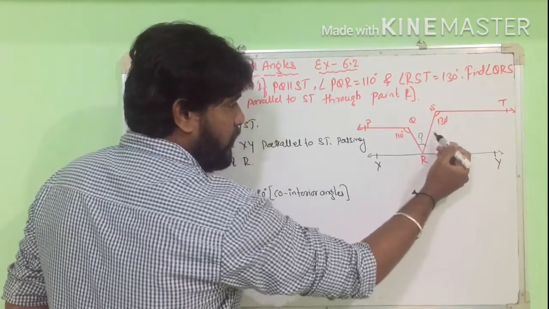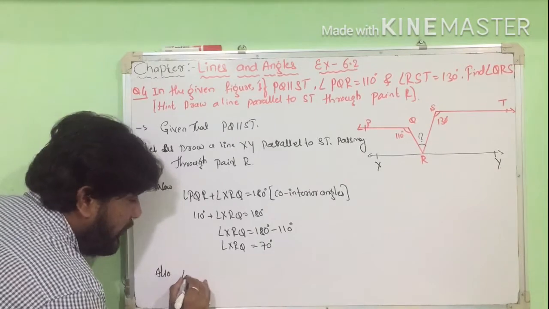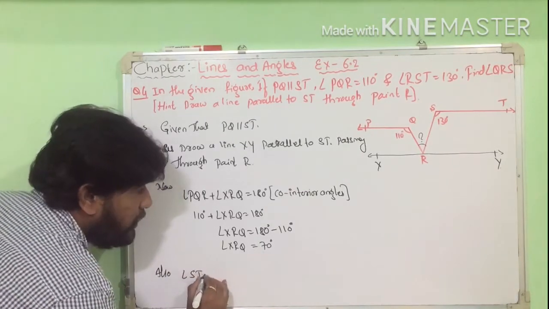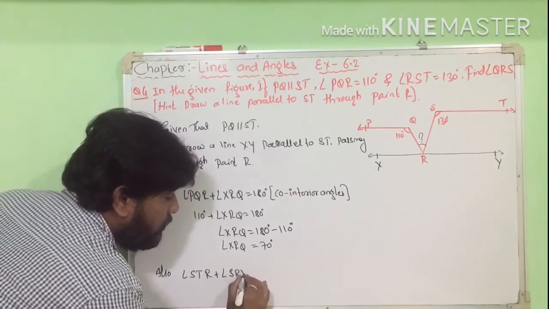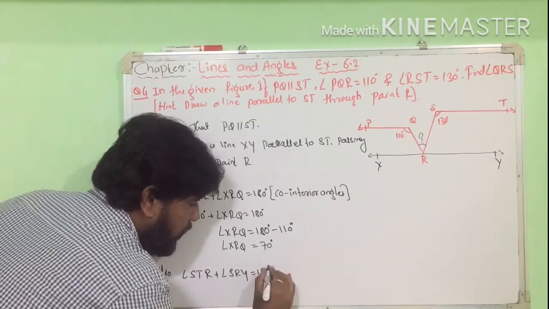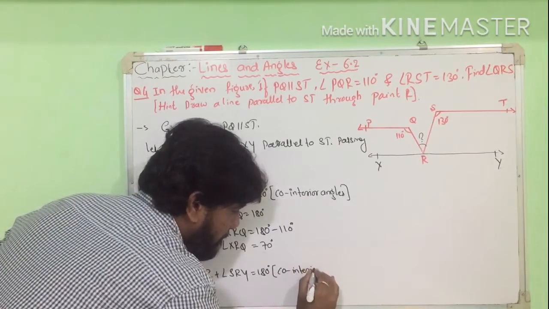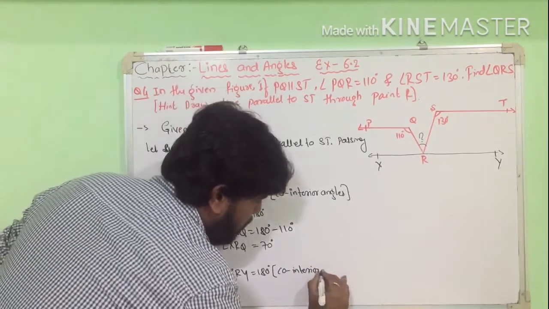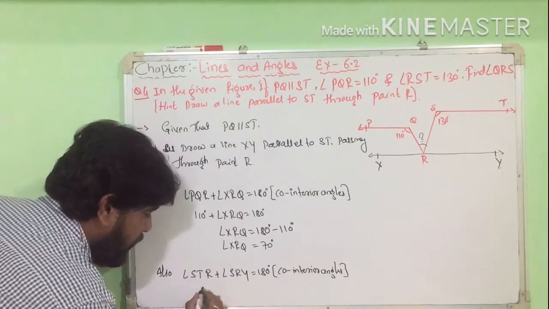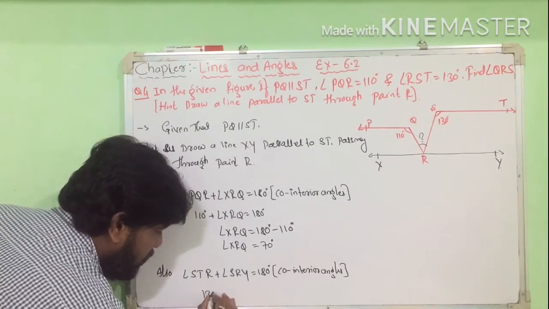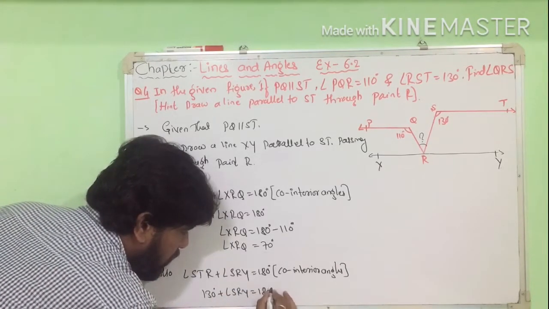And now here also ST is parallel to XY, which means these two angles are co-interior angles. Then the sum of these two is 180. Also angle STR plus angle SRY is equal to 180. Here also the reason is co-interior angles. So here we know this angle is how much? 130 plus angle SRY is equal to 180.